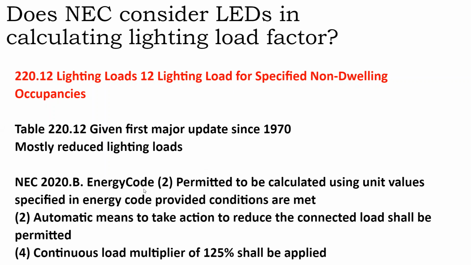Finally, we have energy code permitted to be calculated using unit values specified in code, provided that there's automatic actions to reduce the connected load, and that the continuous load multiplier of 125% is applied.